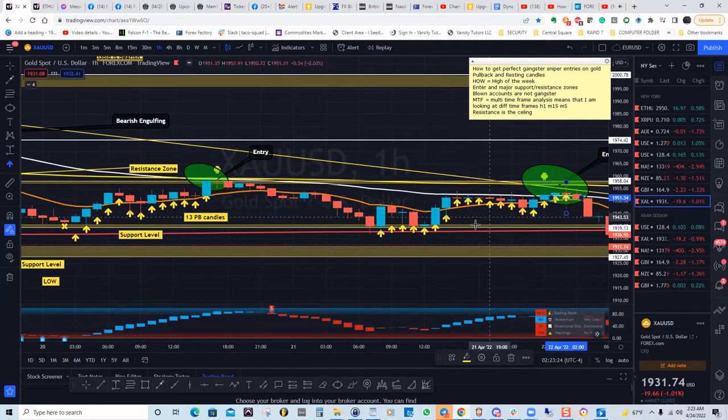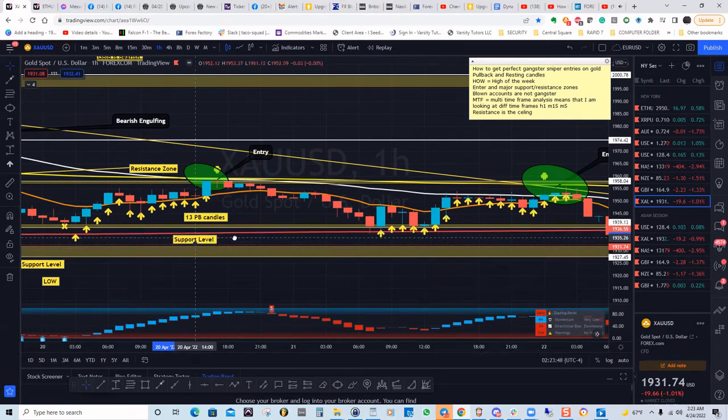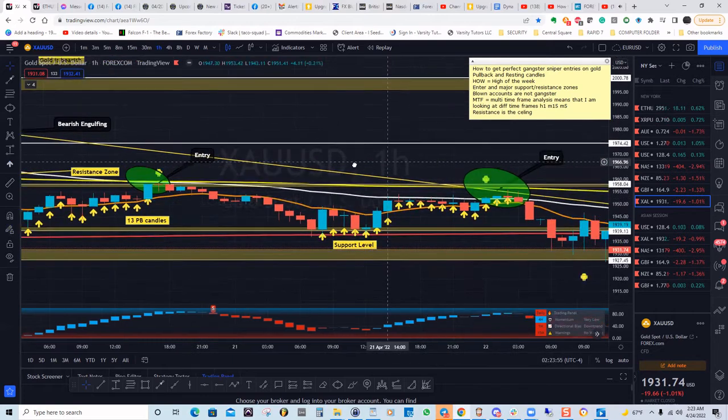This is consolidation here. You could have entered here on the support level. You could have entered here on the support level. But I don't want to enter on a support level, see? This is a downtrend. So here's another support level here. You could have entered here and taken it up here, right? That would have been a nice little scalp.